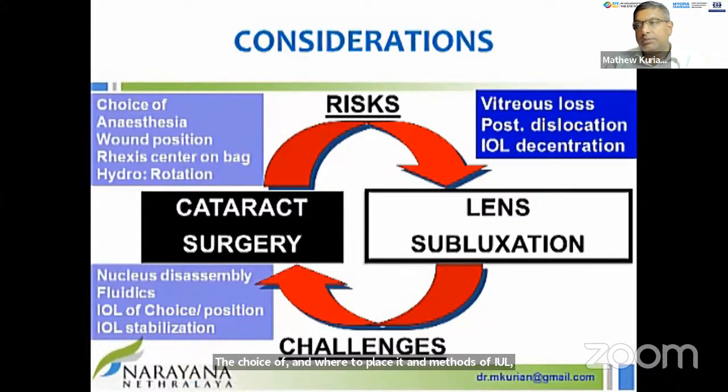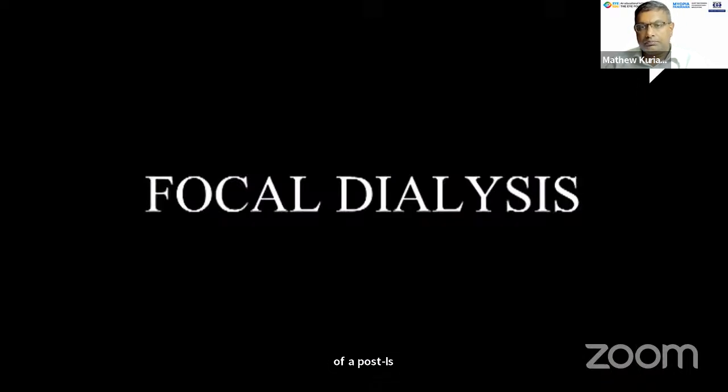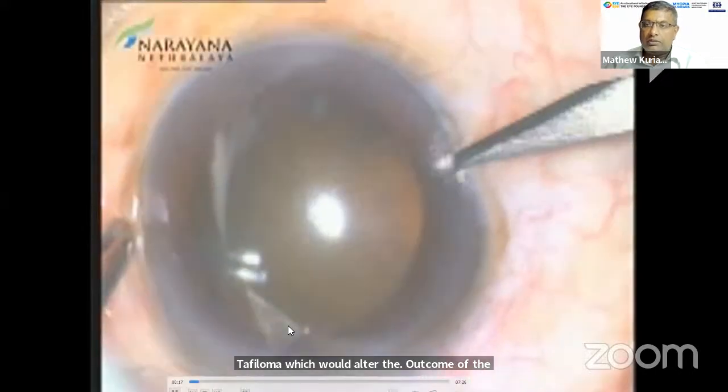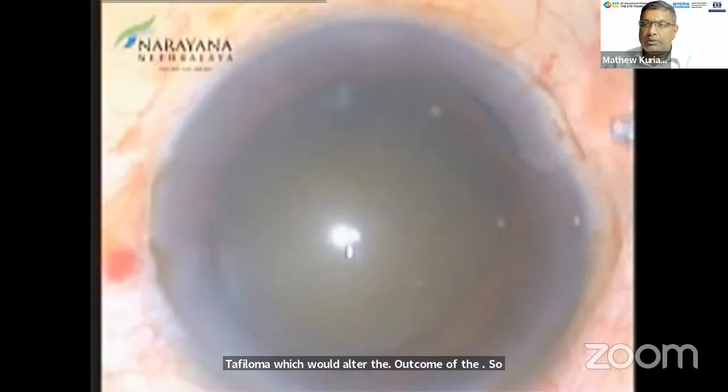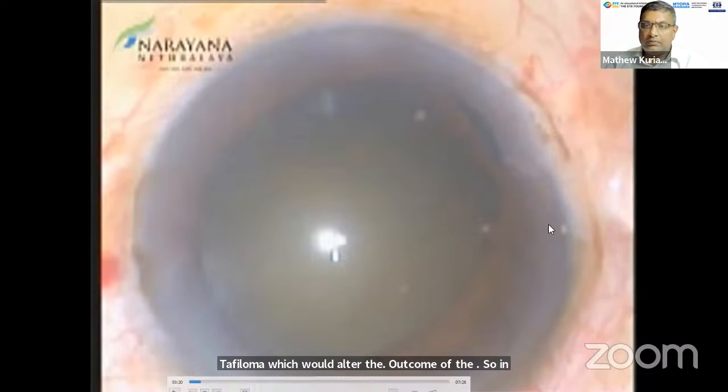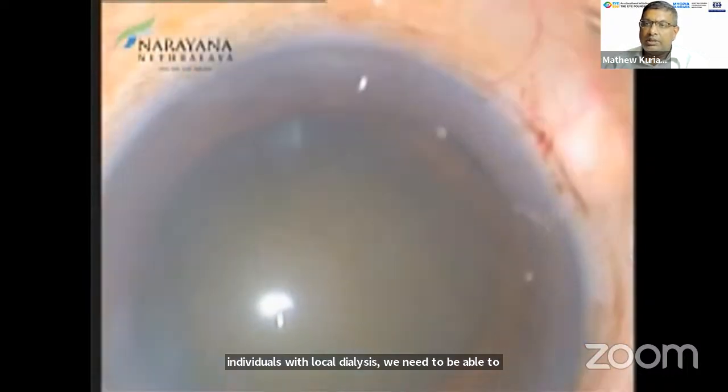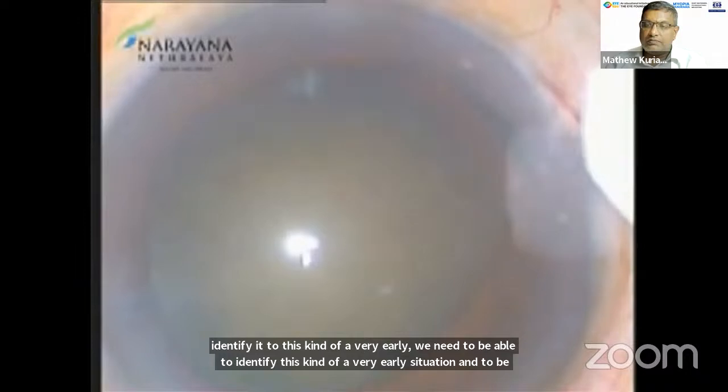The biometry concept has already been touched upon by previous speakers, so I will not go further into details on that, except to mention that we should make sure that we are getting it on the macula and not on some aspect of a posterior staphyloma, which would alter the outcome of the biometry. So in individuals with focal dialysis, we need to be able to identify this kind of a very early situation and to be able to prevent it from progressing further.